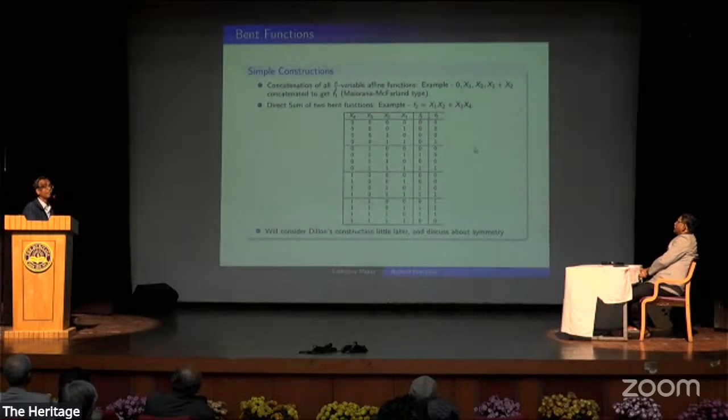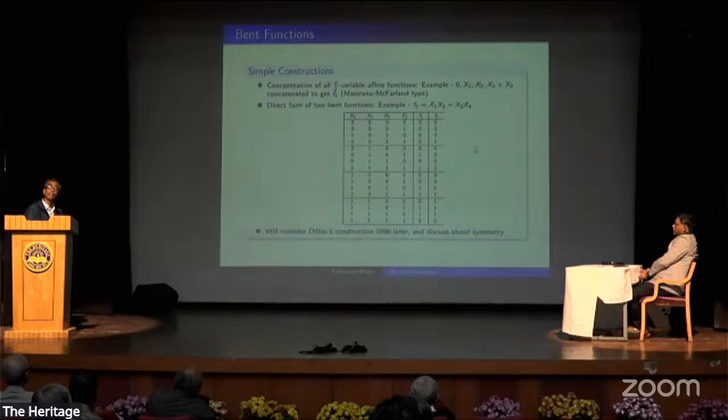Now, how can bent functions be constructed? As I told you, small functions, the truth tables of them can be concatenated to get large functions. Very interestingly, if you concatenate all the n by 2 variable affine functions, one after another, that will give you a bent function. So you are taking 0 nonlinearity functions and concatenating them, you are getting maximum nonlinearity.